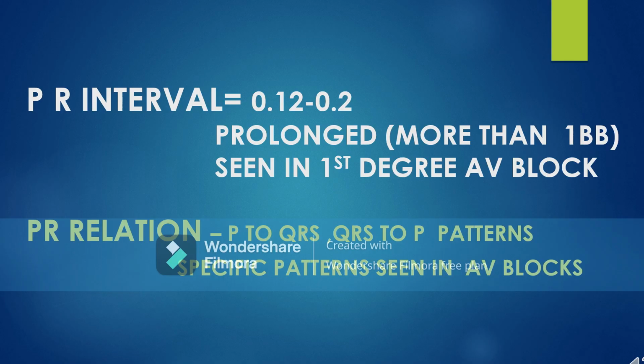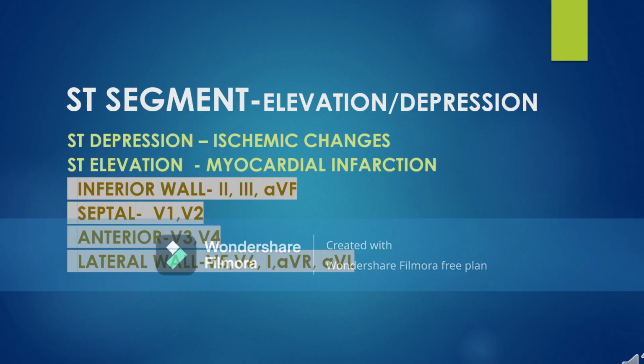In the PR relation, we will see the patterns of P to QRS and QRS to P. Specific patterns are seen in different AV blocks. The last parameter is the ST segment. In the ST segment we will look for elevation or depression. ST depression indicates ischemic changes and ST elevation indicates myocardial infarction or MI.